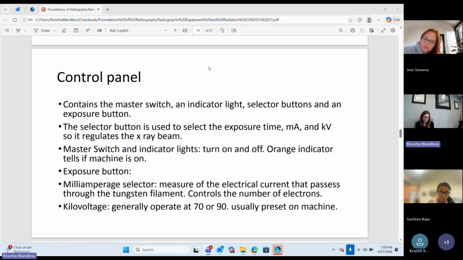The mA selector is going to be the measure, so the quantity of electrical current that's passing through. So it's actually the number of electrons. We're going to get into the range and show that. But as we know, milliamperage, amps, are the energy. We heard about amps, right?